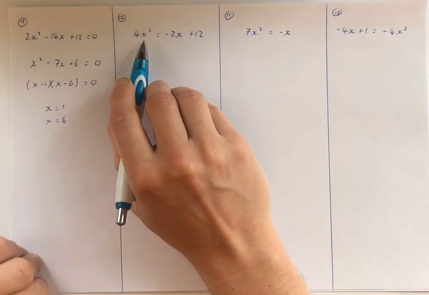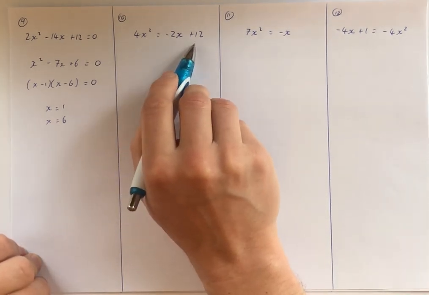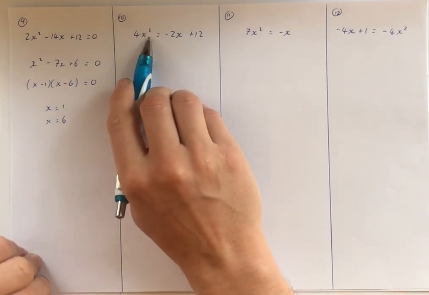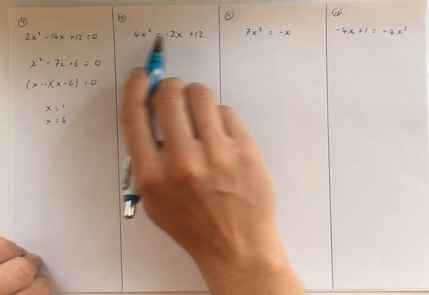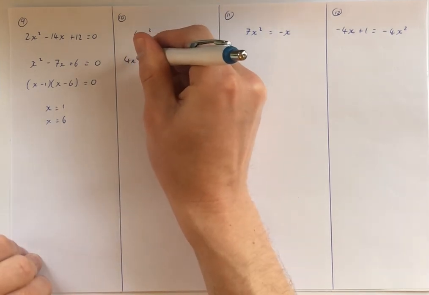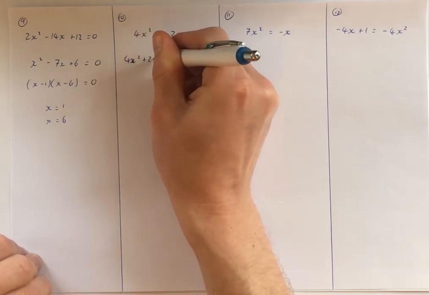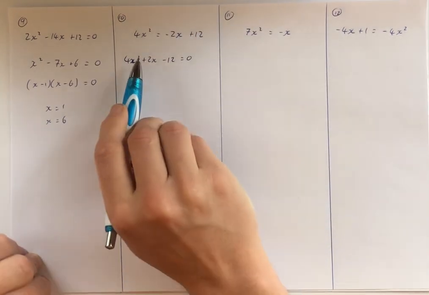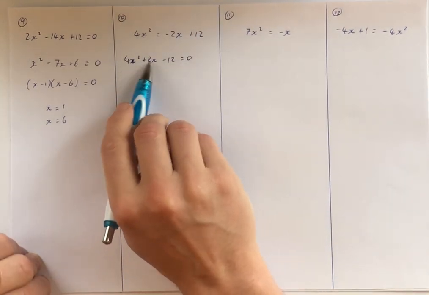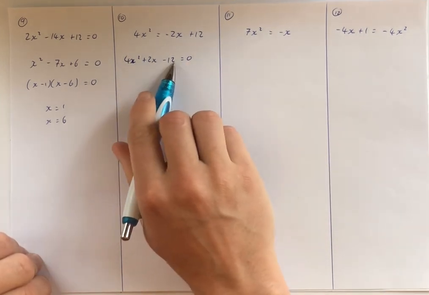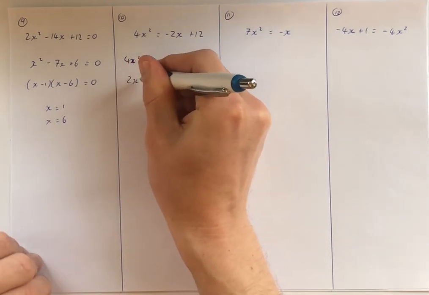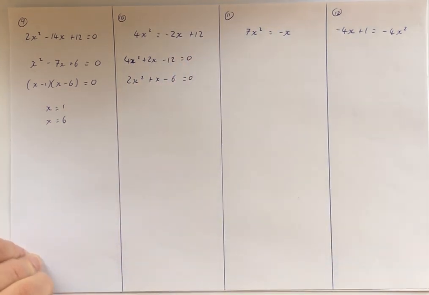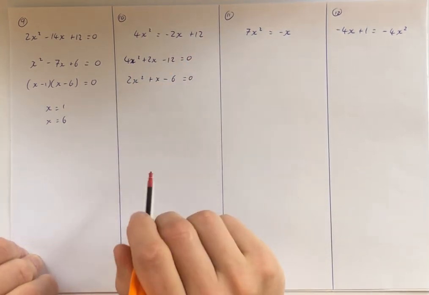Alright, next quadratic. 4x squared equals negative 2x plus 12. We need this to equal 0. So we're going to get everything to the side with the positive x squared. So we're going to add 2x and subtract 12. Cool. Now, we've actually got a common factor of 2, so we could divide everything out by 2 here.